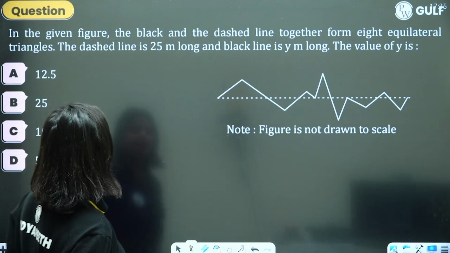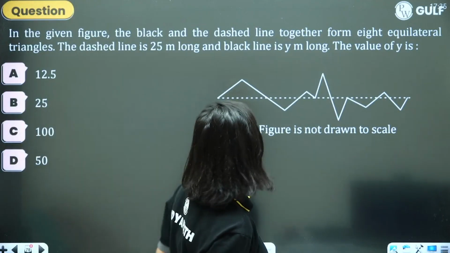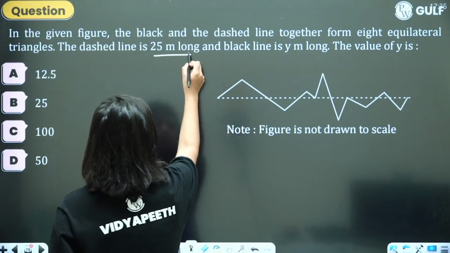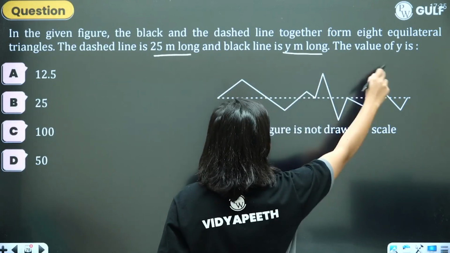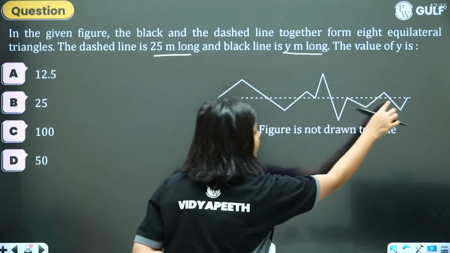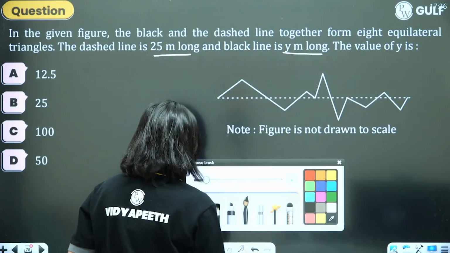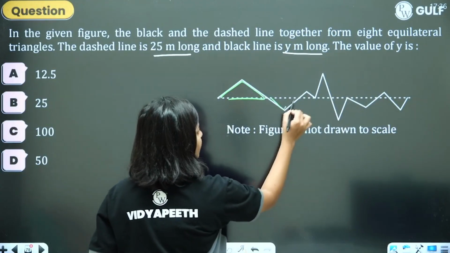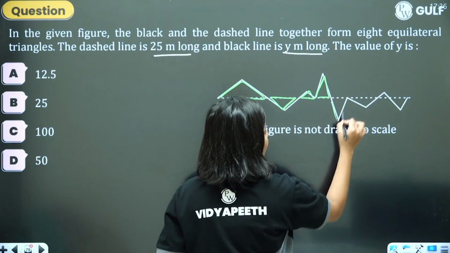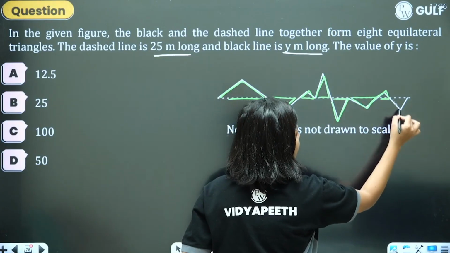Alright, in the given figure, the black and dashed line together form 8 equilateral triangles. The dashed line is 25 meter long and black line is y meter long. The value of y is what? Dashed line is 25 meter. It is forming 8 equilateral triangles. You can count 1, 2, 3, 4, 5, 6, 7, 8.